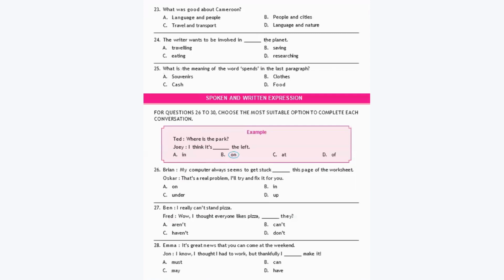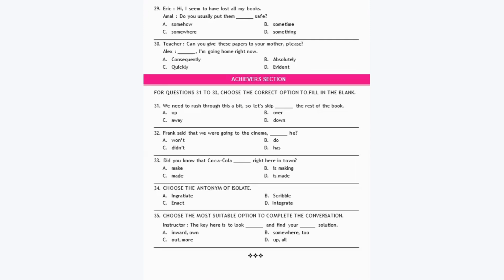Now comes your third section, which is called spoken and written expression. In this section, you will be given some conversations and you have to complete them by using the suitable options. And also in this section, each question carries 1 mark. Now, the Achiever section is your last section. In this section, you will get questions from grammar, vocabulary, and conversation. But in this section, each question carries 2 marks.